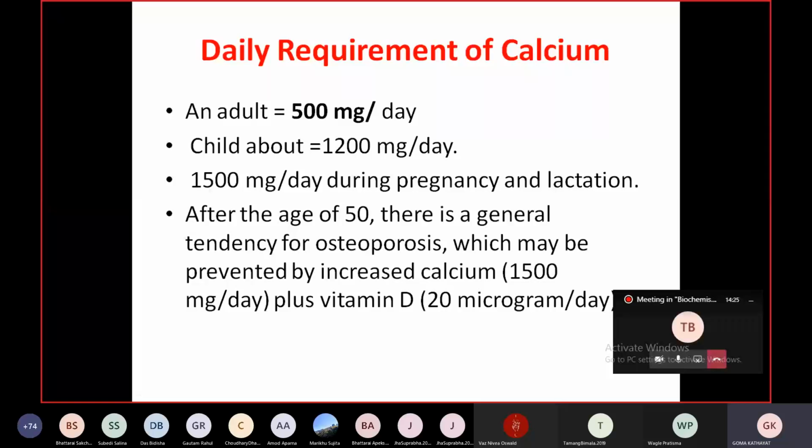Mechanism of absorption of calcium. The absorption of calcium mainly takes place in the first and second part of the duodenum, and absorption is against a concentration gradient. Can you tell me what you mean by concentration gradient? Against a concentration gradient, what do you mean by that?